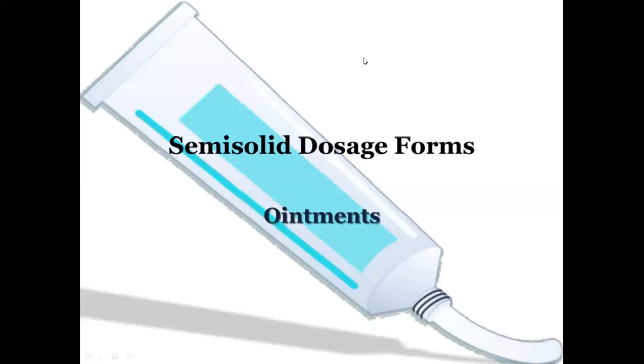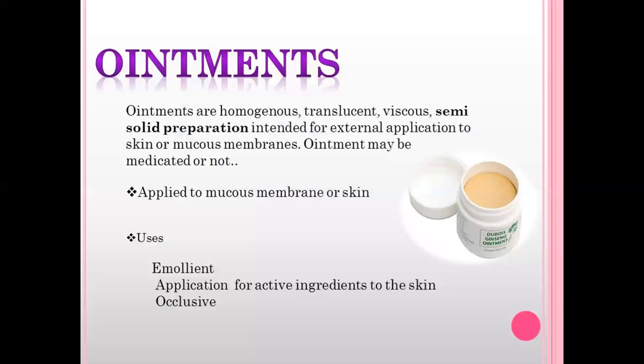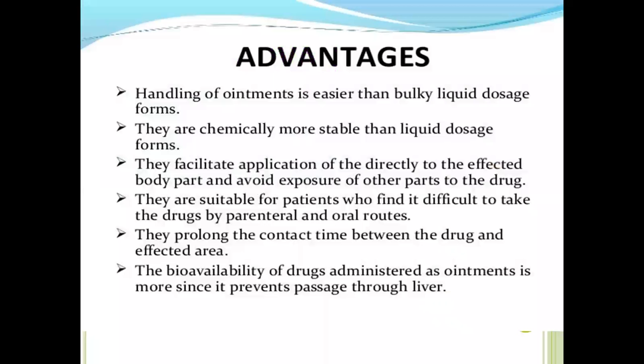In the earlier lecture, we discussed semi-solid dosage forms, in which ointment. So in this chapter, firstly the definition of ointment. What is meant by ointment? Ointment is a semi-solid dosage preparation, homogeneous, translucent, viscous, that is prepared for or used for external application to the skin or mucous membrane. So this is about the definition.